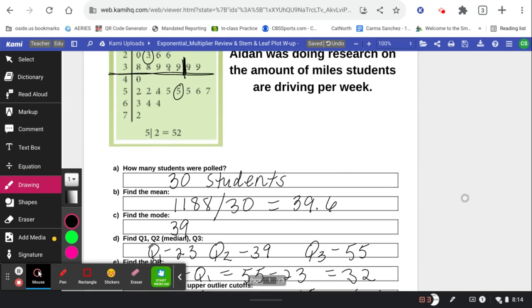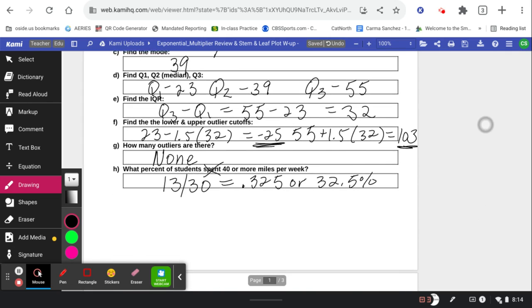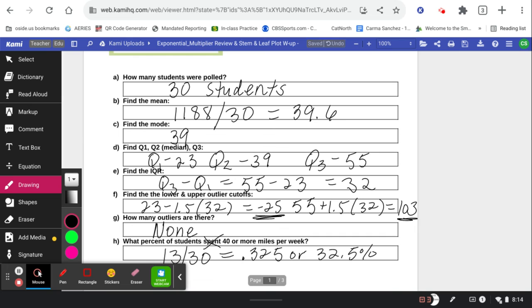Okay, so that's doing a stem and leaf on your own. I hope you use this to check your work and that you truly tried it on your own to make sure you got it from yesterday.